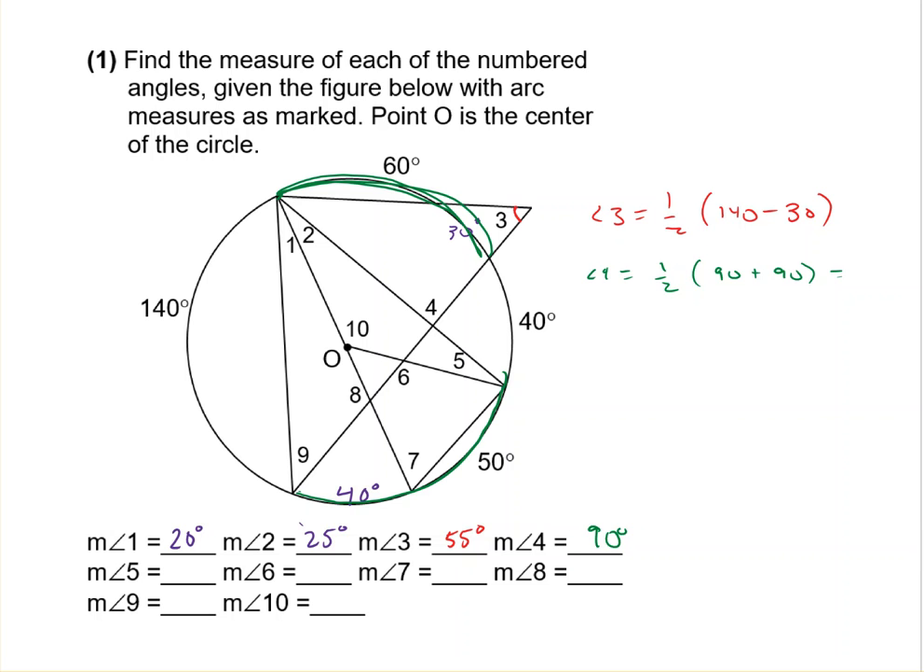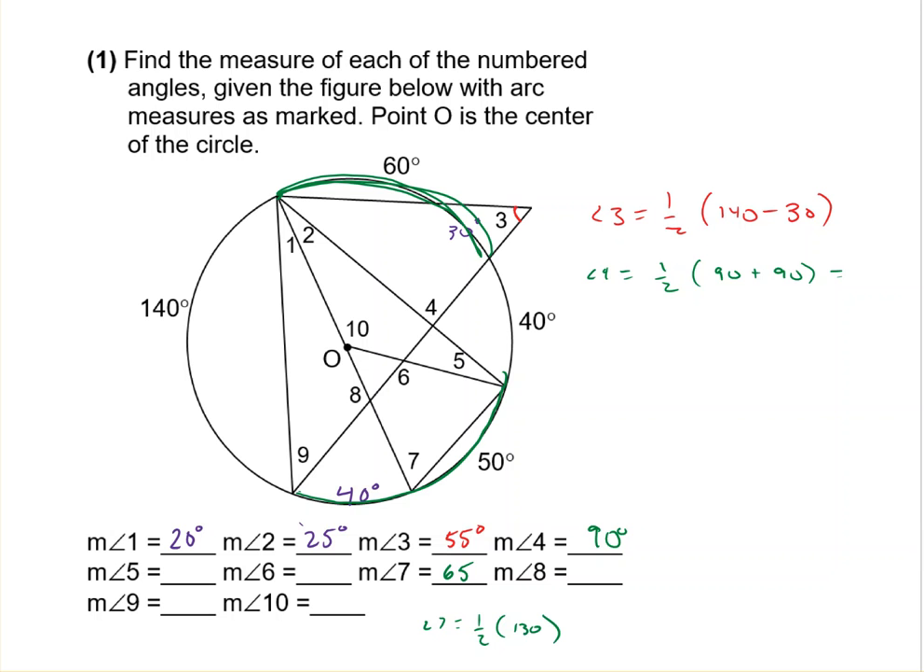Because 7 looks like it's pretty easy, right? Look at 7. 7 has this arc that goes from here all the way over to here. So if I know that this is 40 plus 30 plus 60, it looks like it's a total of 130. Angle 7 must be 1/2 of 130. Right, angle 7 is 1/2 of 130. And that makes sense because it is an inscribed angle too.